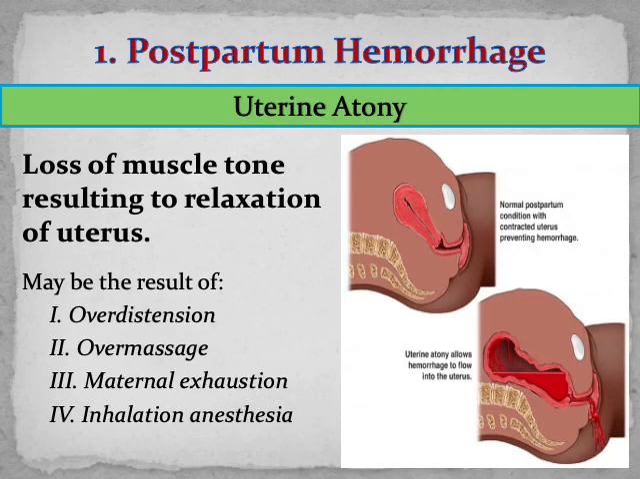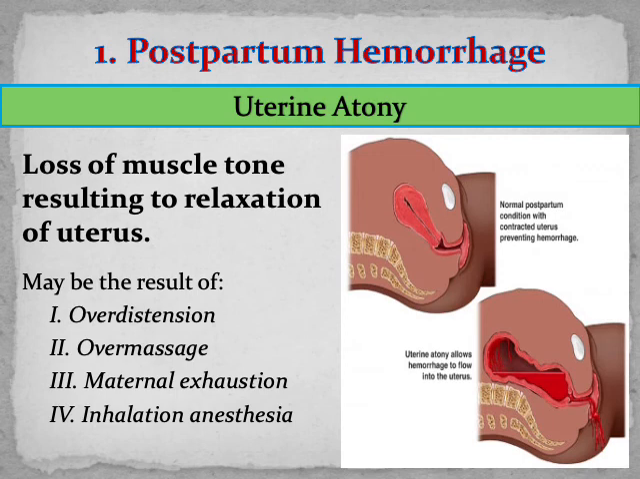First is uterine atony. It's the loss of muscle tone resulting in relaxation of the uterus. In the photo, we can see dun sa taas na part, normal postpartum, kailangan contracted ang uterus. Yan ang number one reason kung bakit merong active management of the third stage of labor. At sa active management of the third stage of labor, isa doon ang pagbibigay ng oxytocin right after the birth of the baby to make sure that the uterus remains contracted in the postpartum period.